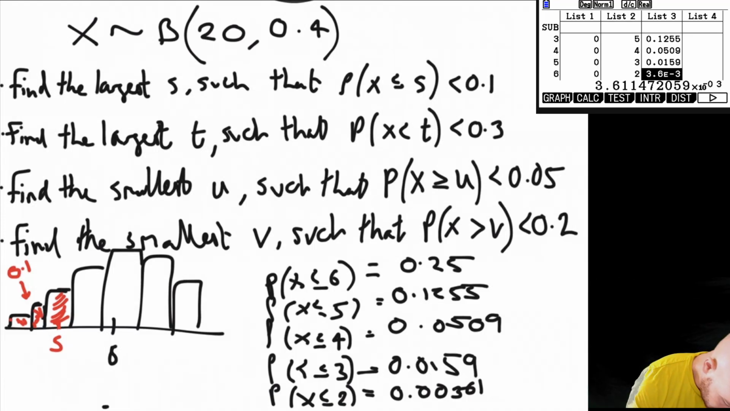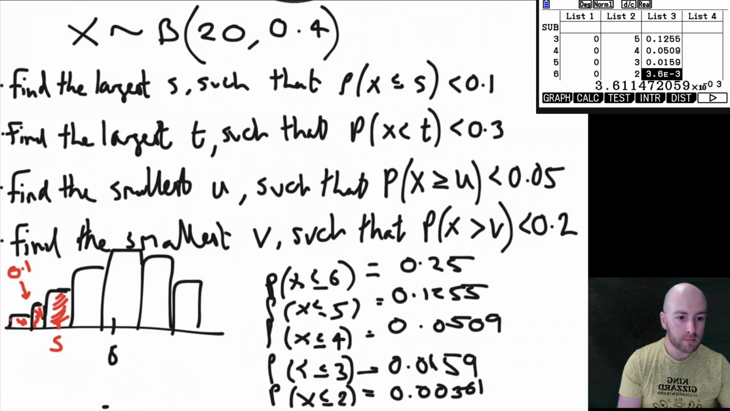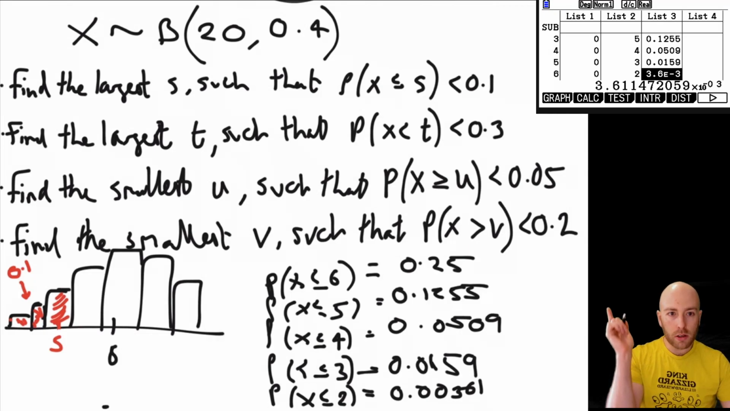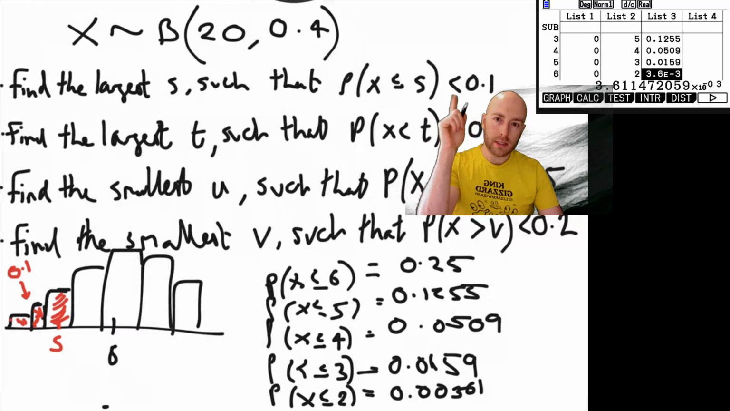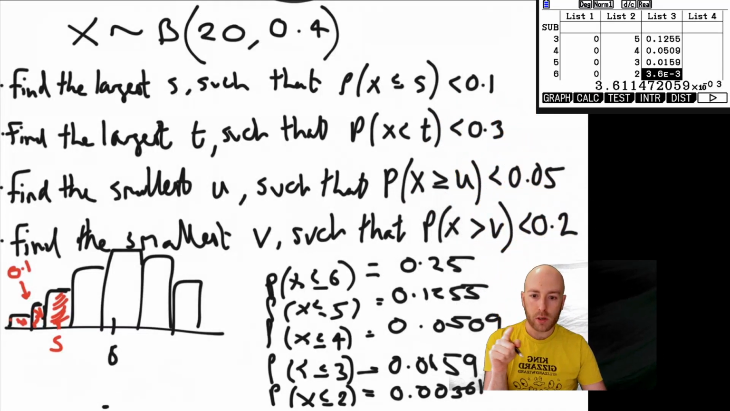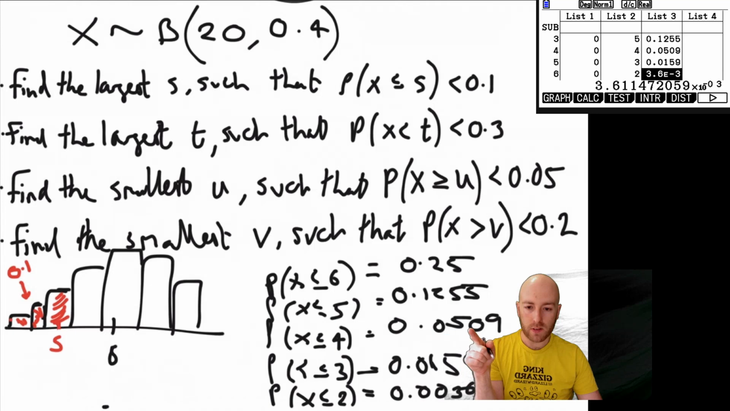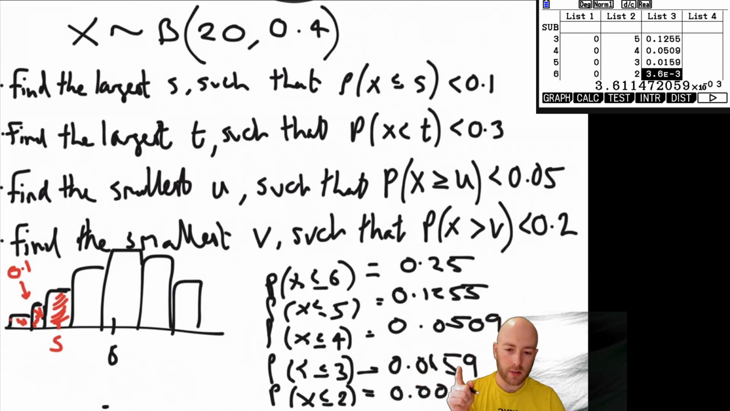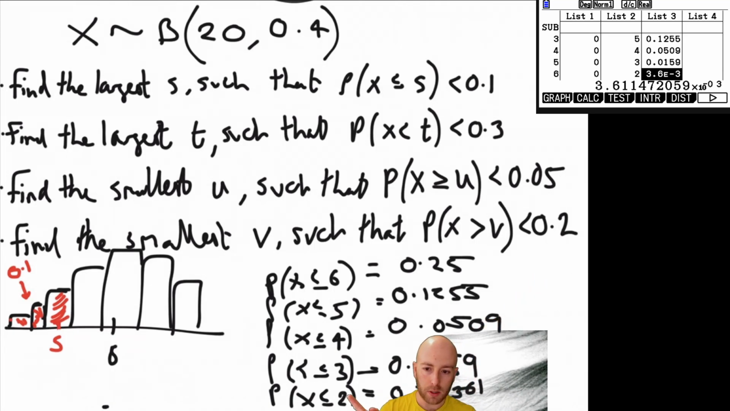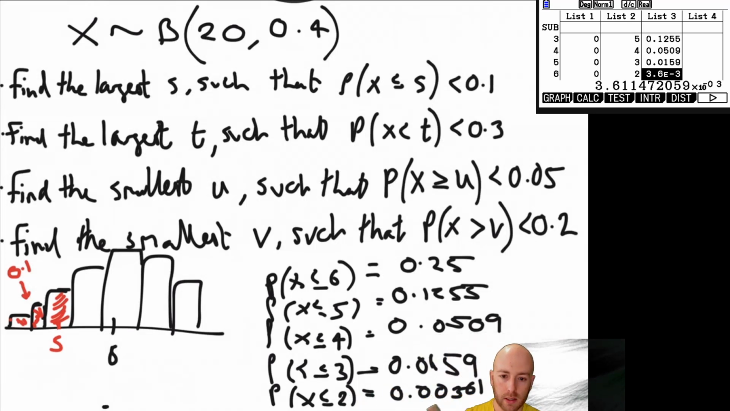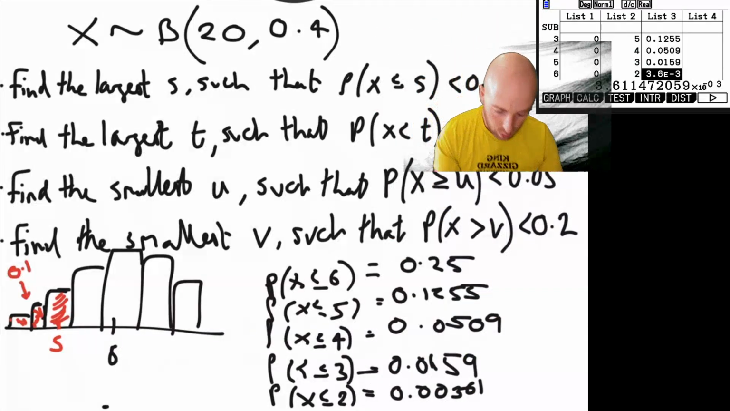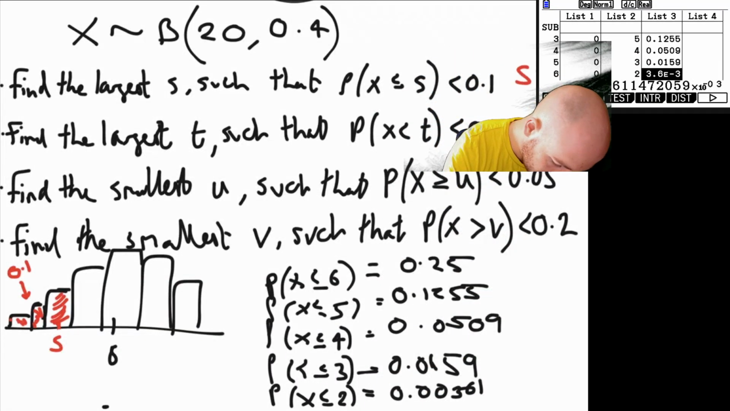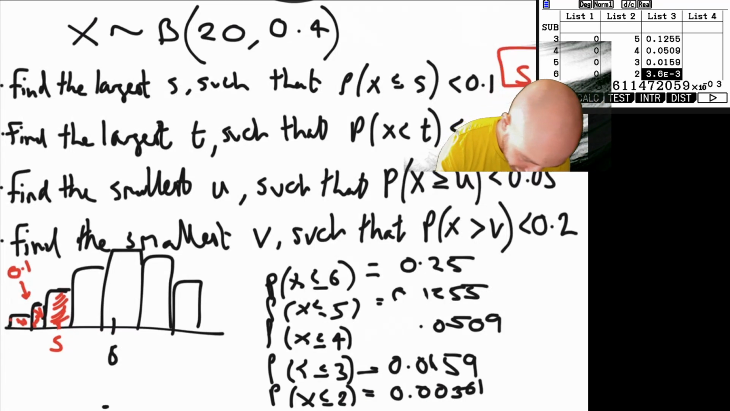Okay, let's just make that one a bit clearer there. Looking at this, we want the biggest s value where the probability is less than 0.1. Here the probability is 0.05, so that's 5%. Here the probability is 0.15, so it's still too big. This is going to be our biggest value where the probability is less than 0.1. So my answer is s equals 2 for this one. Okay, let's try the next one.